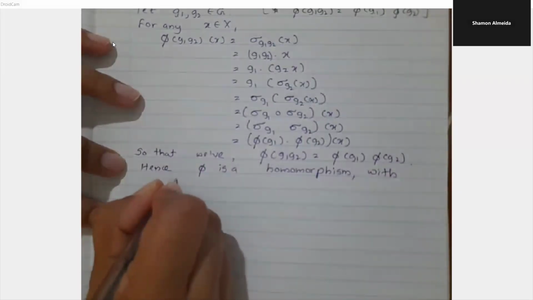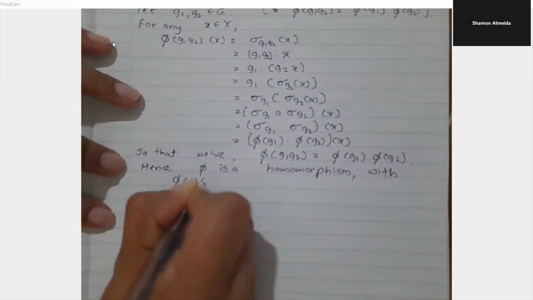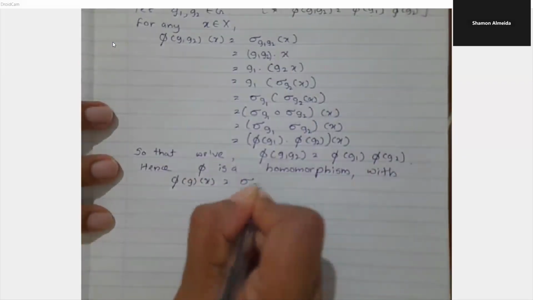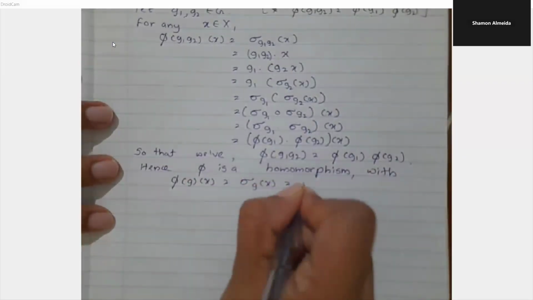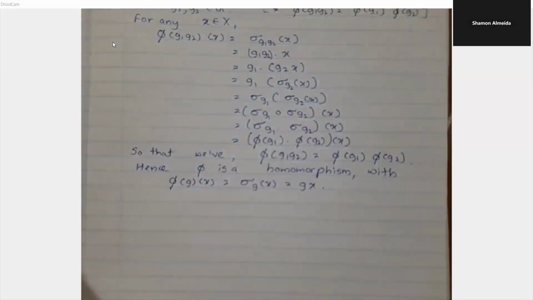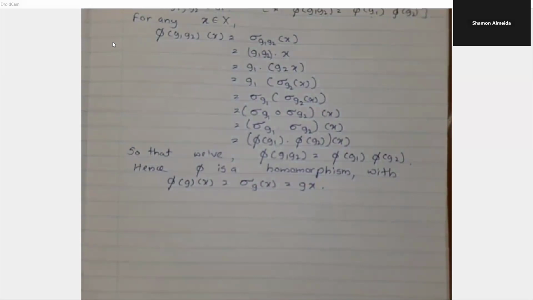I'll write with the property phi of G of x, by definition of phi of G, is simply sigma G of x. Sigma G of x is simply Gx. It's simply a matter of writing it out. There's nothing to really prove there.